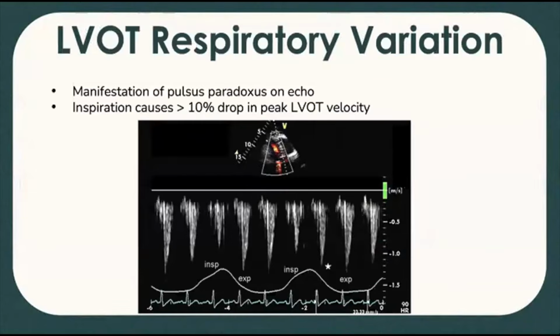LVOT respiratory variation, you can do something pretty similar with this. It's basically the manifestation of pulsus on echo. So you can get a drop with inspiration, again looking at the respirometer, looking at the first beat or so of inspiration, a remarkable change compared to expiration. It's nice and easy to remember because the change you want to focus on is 10%, which is the same as pulsus.